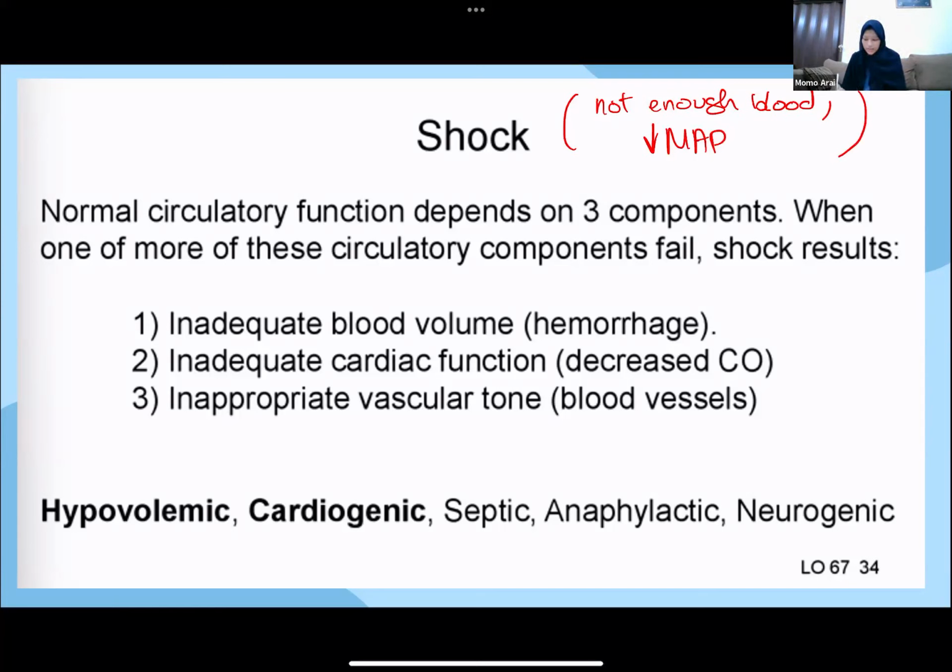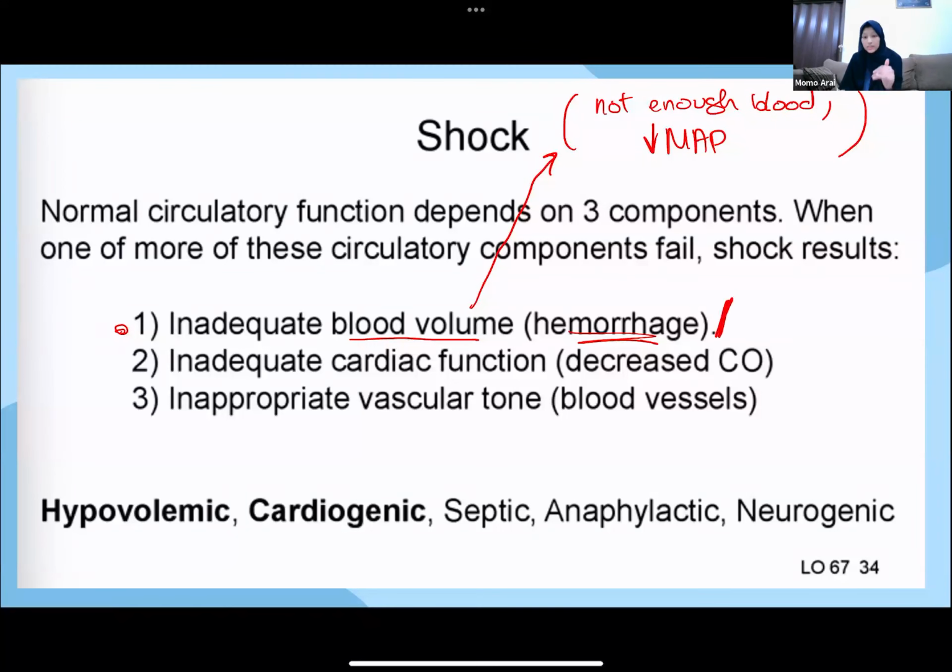Now, shock can be due to a lot of things. In the cardiovascular system, we have blood vessels, the heart, and the blood itself. If any of these three components is not working, you go into shock. The first reason is inadequate blood volume, which means you're not having enough blood. It can be from hemorrhage, meaning massive bleeding due to car accidents, fractures, things like that.